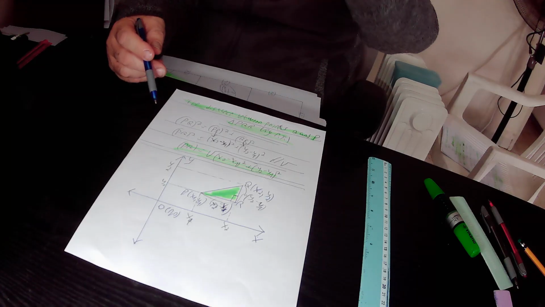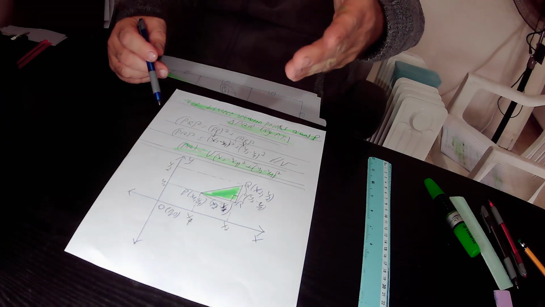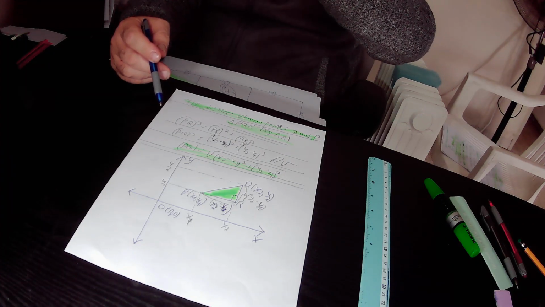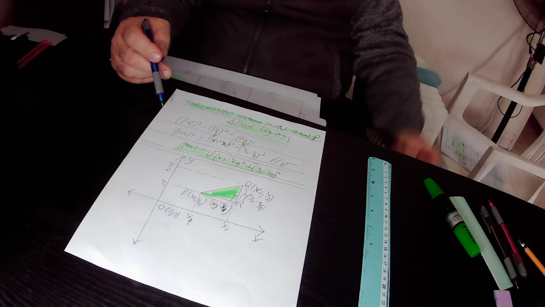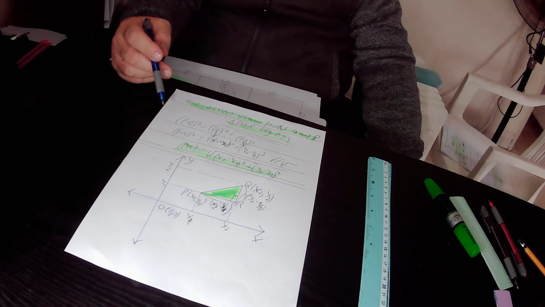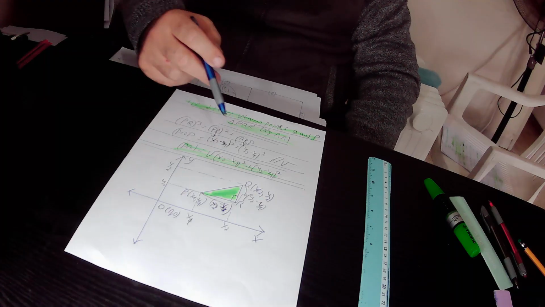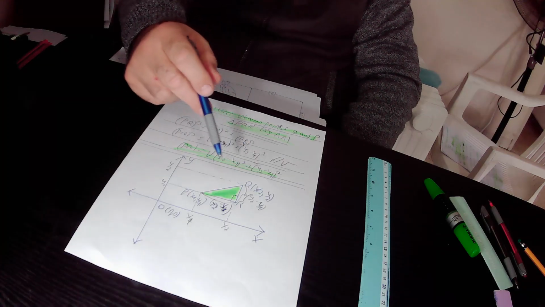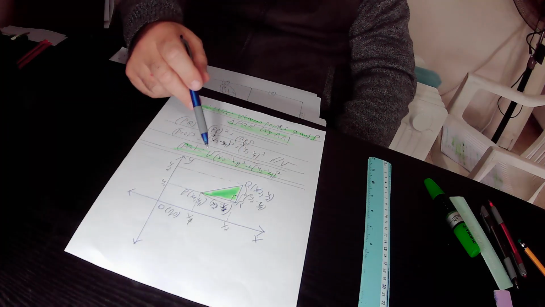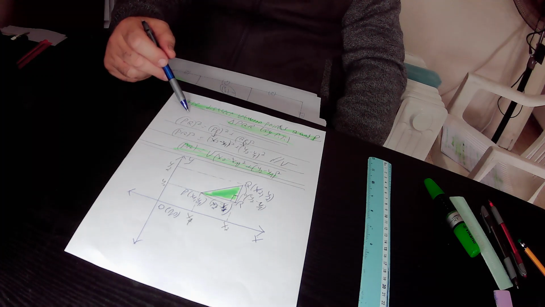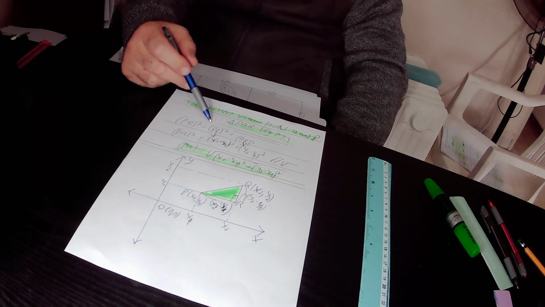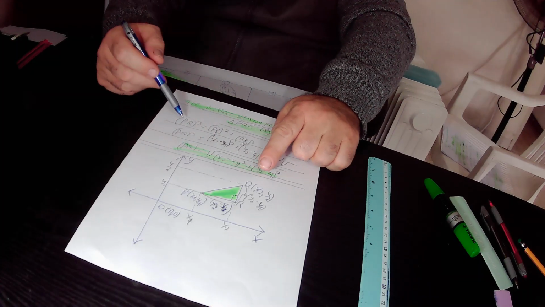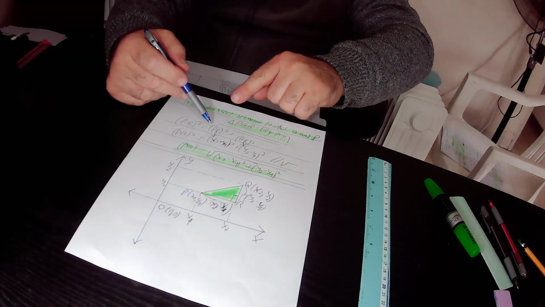Because this green triangle QPR is a right triangle, we can implement the Pythagoras theorem on it. According to the Pythagoras theorem, in a right triangle, the square of the hypotenuse equals the sum of the squares of the perpendicular sides. So in this right triangle QPR, QP squared, that is the square of the hypotenuse, equals QR squared plus PR squared.